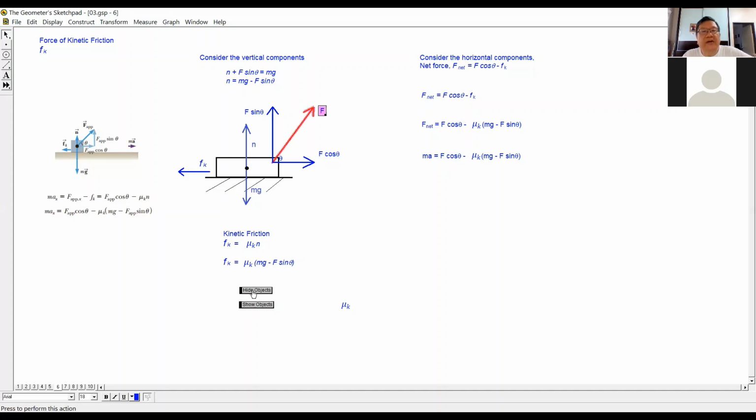Showing the object, this is the force that we split into two. And this is the net force. Because there are two opposing forces, and the object is moving towards the right, we say that the force towards the right will win. It is definitely bigger. So we say the net force is F cos theta minus Fk. That is the net force. Right. Next.